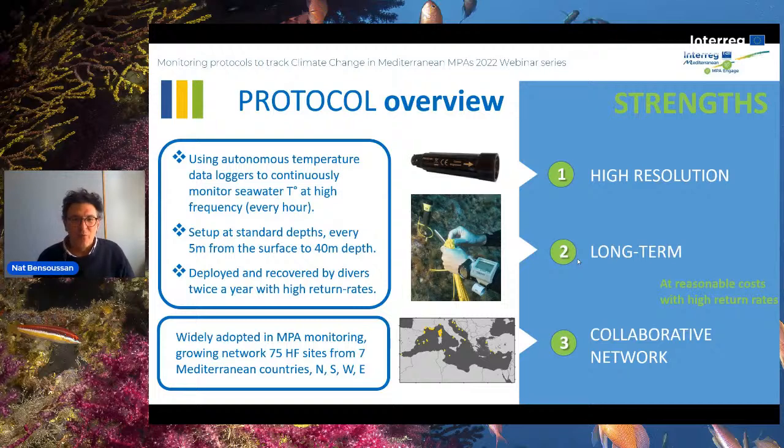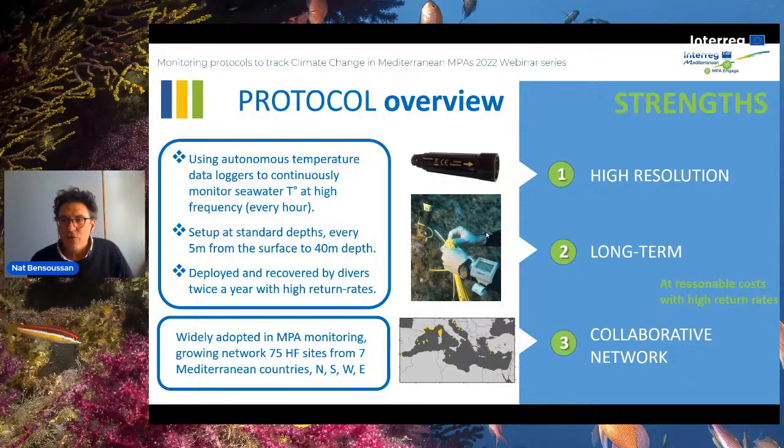As a quick overview of the protocol, in TemetNet we are using autonomous temperature data loggers to continuously monitor seawater temperature at high frequency. The data loggers you see here are set up by divers at standard depths every 5 meters from 5 to 40 meter depths or more. They are attached directly to rocky walls and deployed and recovered every 6 months, which ensures high return rates on observations.